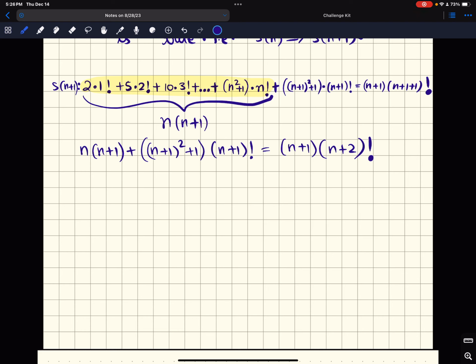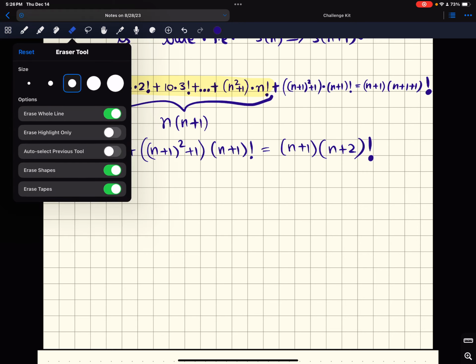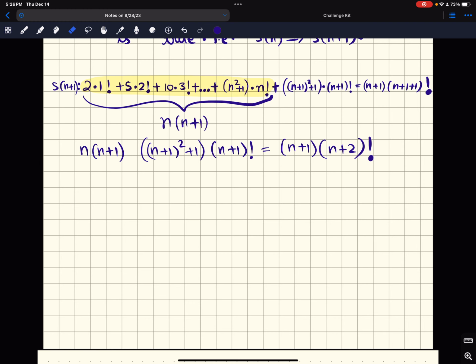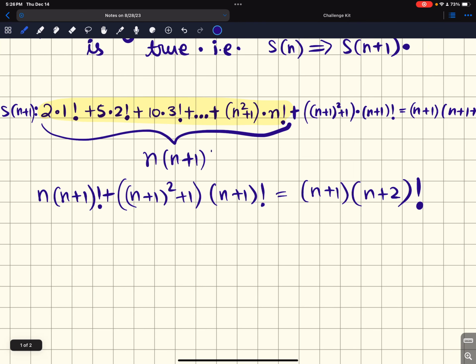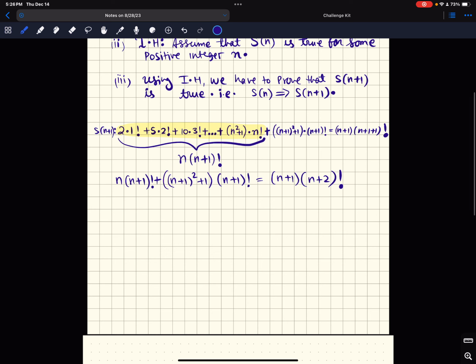Yeah, so now how can we go about this? Well, let's see. So I have to put factorial here as well, because that's where I kind of messed it up a little bit. Okay, factorial, and then the plus sign. n times n plus 1 factorial. Okay, cool. Good. So we have everything fixed up.